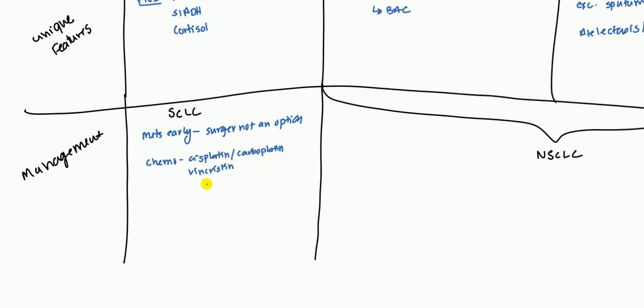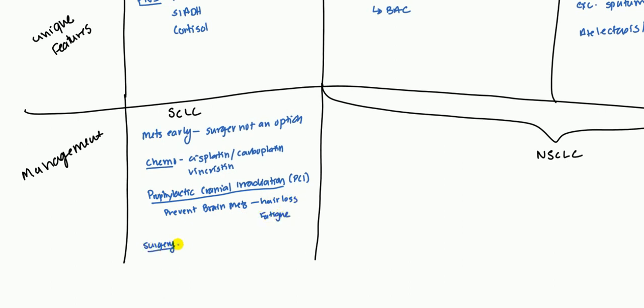Next, what you also want to do with these patients, because brain metastasis is so common, is prophylactic cranial irradiation. Studies have shown that this is beneficial. What you're trying to do with PCI is prevent brain metastasis. However, oftentimes due to this treatment, they will tend to have hair loss and fatigue. Now, you could do surgery if the tumor is very small and there's no lymph node metastasis. If it's really small, then surgery is still possible if you catch it really, really early.